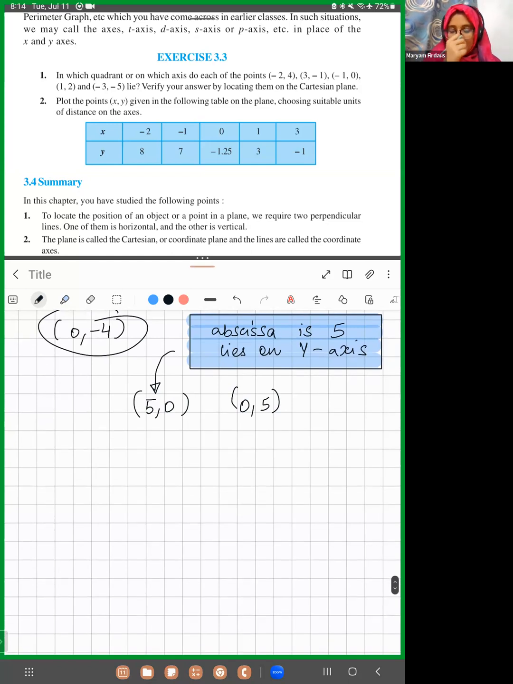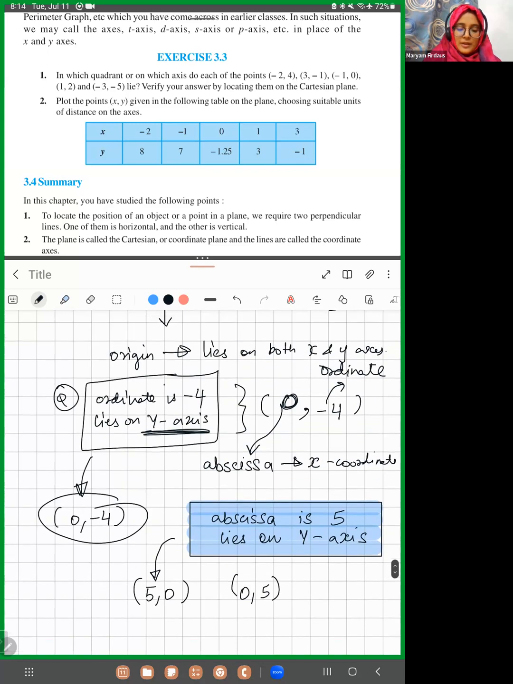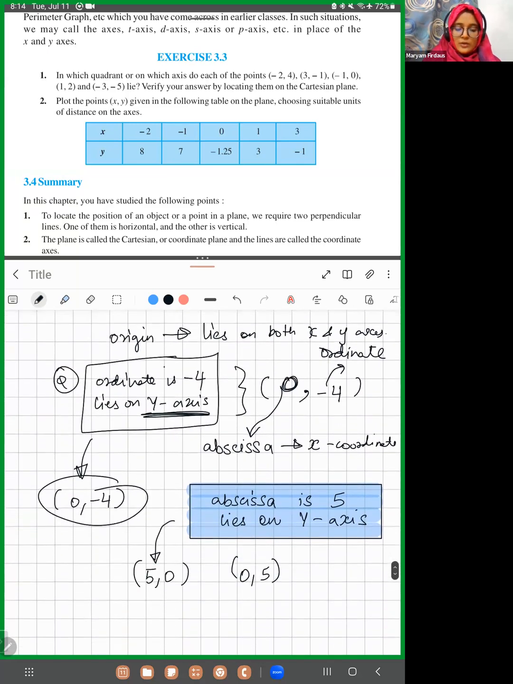First, let's look at Abdul Rahman's answer. Abdul Rahman said 0, 5. Abdul Rahman, the question is saying, first tell me, is 0 the abscissa or is 5 the abscissa? What did we write over here? Abscissa is what? X coordinate. And the y coordinate is known as ordinate, right?